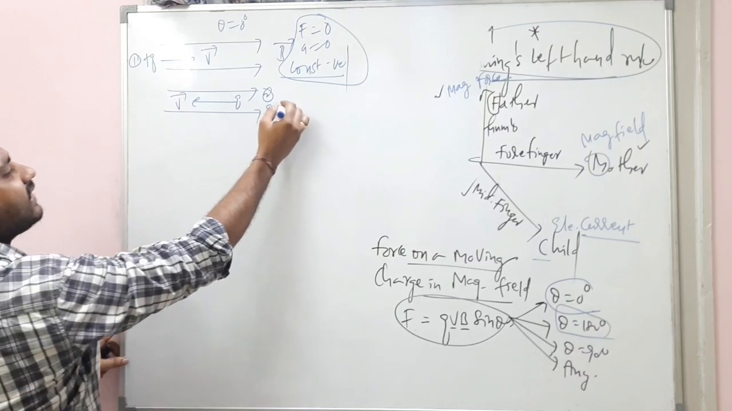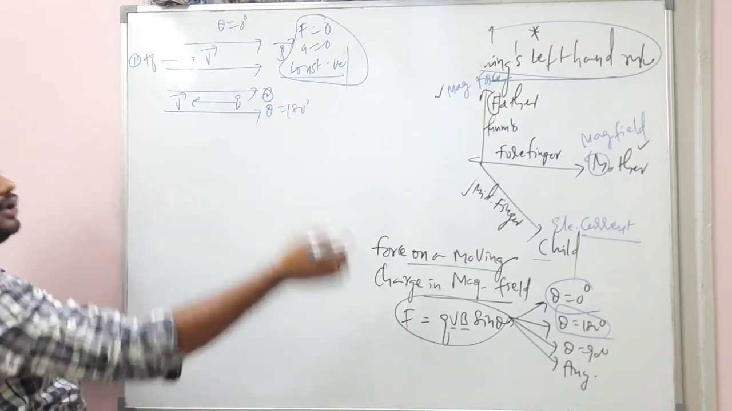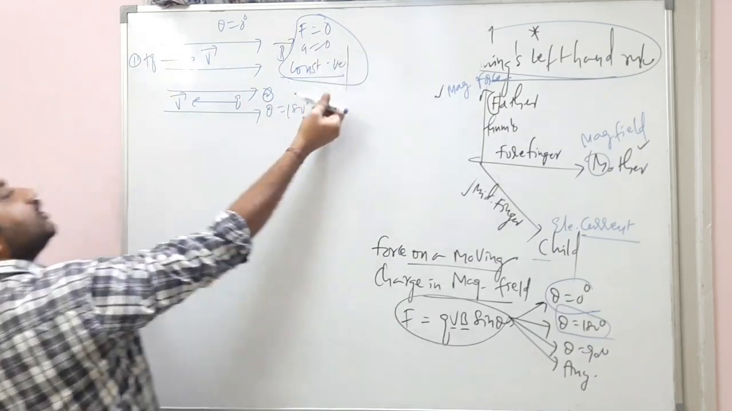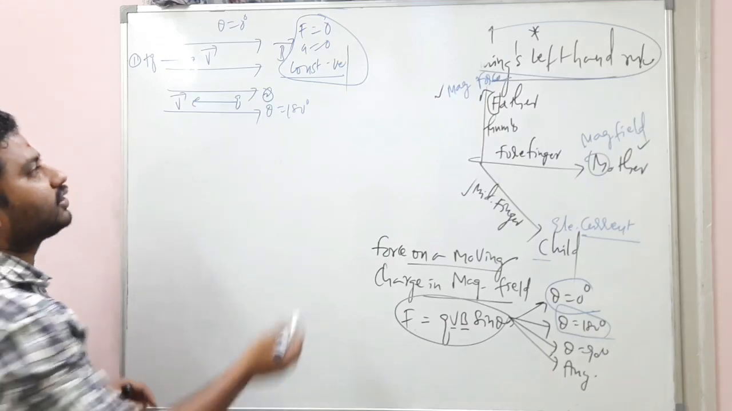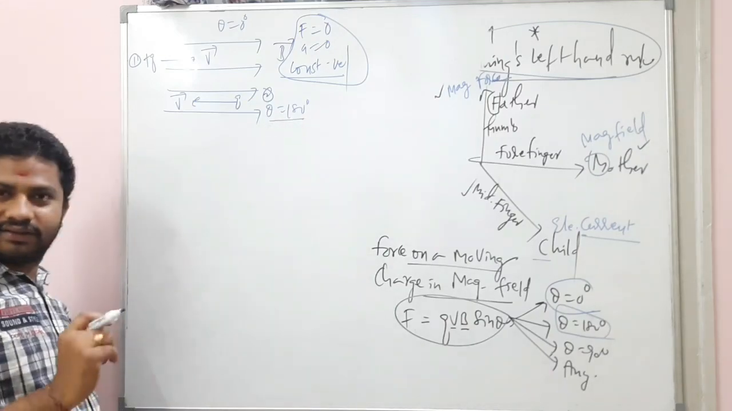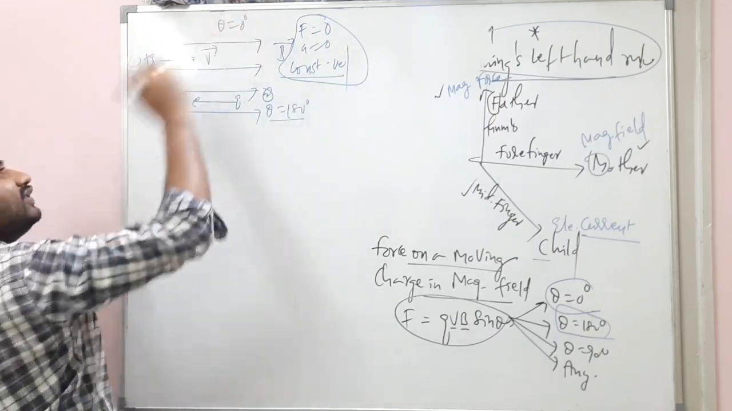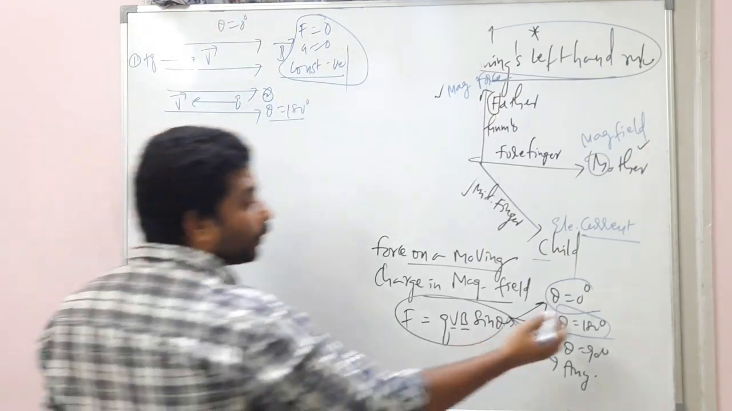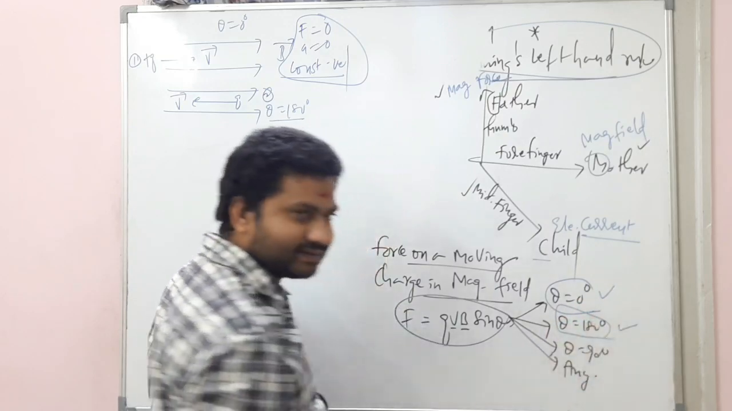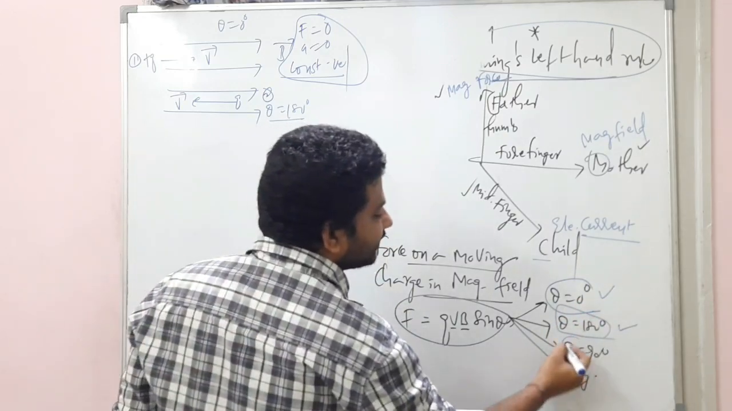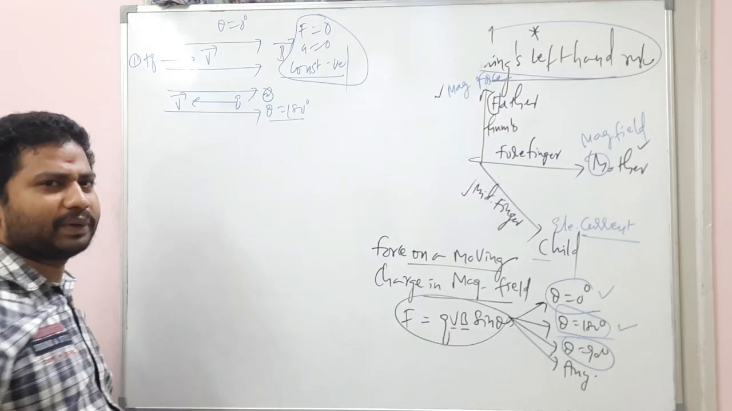I'm writing second case, theta is 180 degrees. Look here, V bar is in this direction, your B bar is in this direction. So theta is 180 degrees, force is 0; theta is 0 degrees, force is 0. So two cases are finished. But the most important part is this, my dear students. Most important part is that.